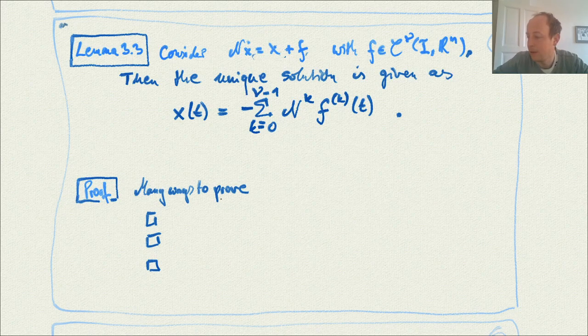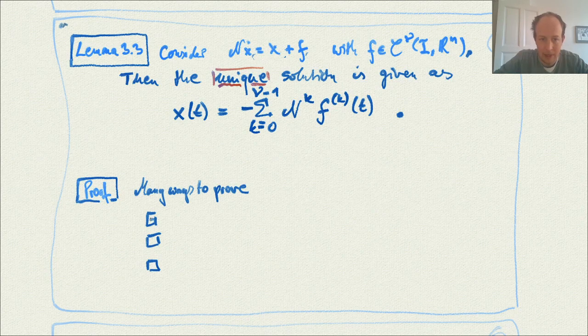I will prove this on the next slides, and I think then it becomes more clear what all this means here. But here's the solution representation. Okay, and certainly important is that this has a unique solution. Unique solution is given in this form.